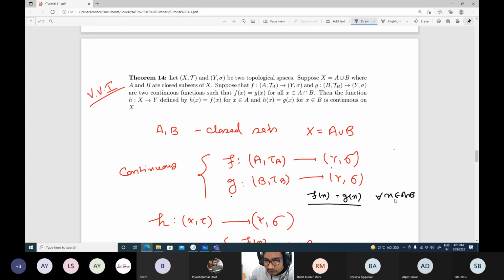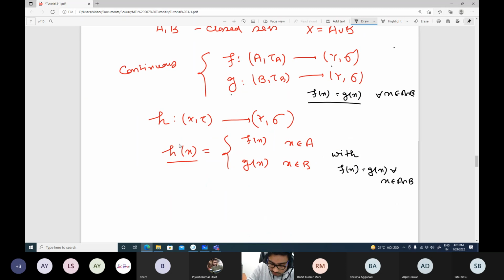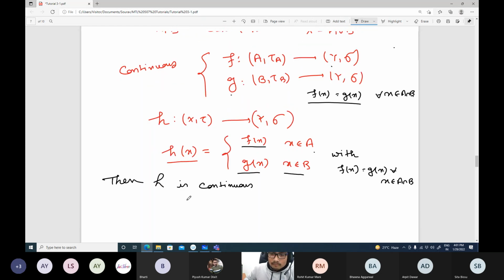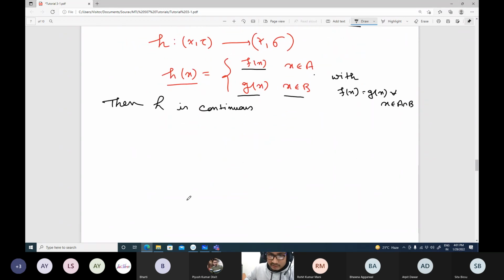Then, if we define a function h from X to Y, where h(x) equals f(x) for x belonging to A, and it is g(x) for x belonging to B, then h is continuous. H is continuous. So this is the statement of the lemma. The proof is not that difficult, but the statement is very important.